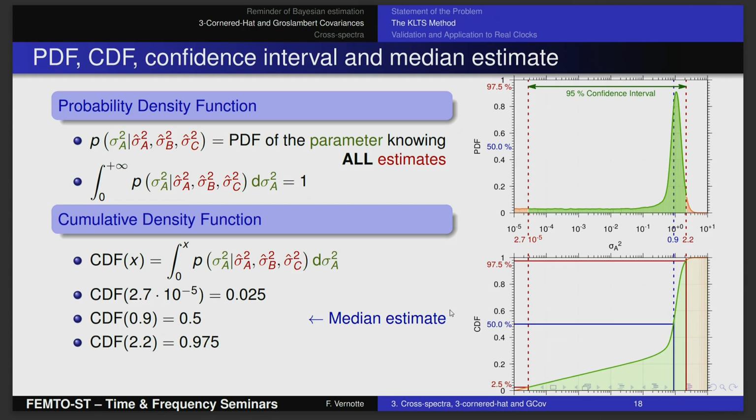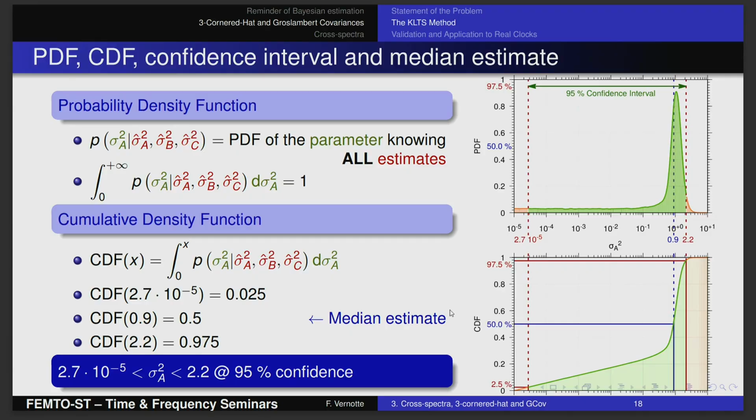Okay, so that's the principle of the method. In this case, we have an error bar on the parameter, which is between 2.7, 10 to the minus 5, and 2.2. These are arbitrary units, so it doesn't mean that we have made the computation. It's really an over-simulation, but it works with values, with Allan variance, and so on. You see that in this case, the interval is very, very large, of course.